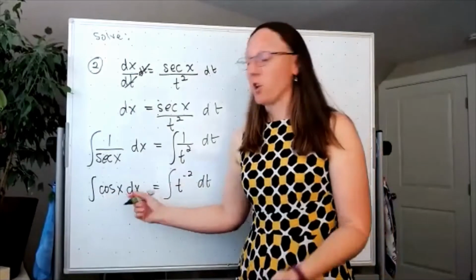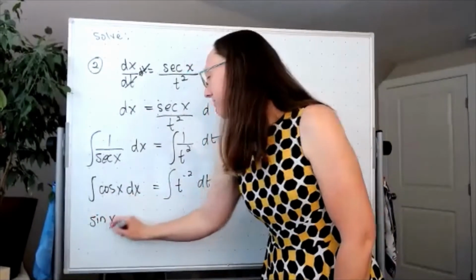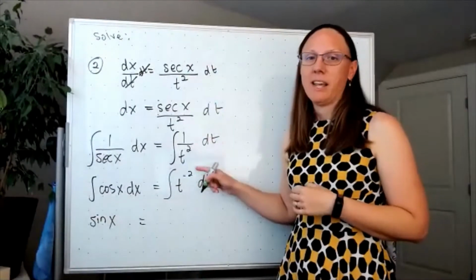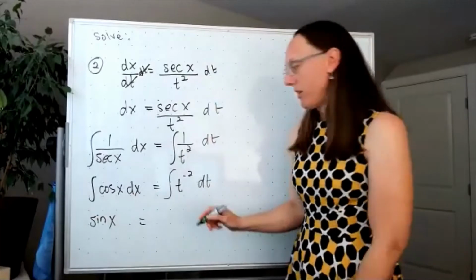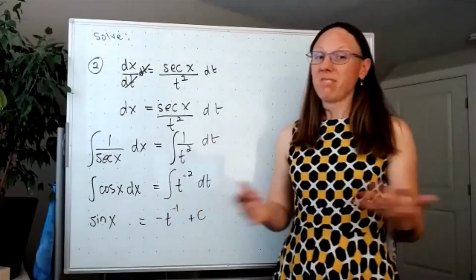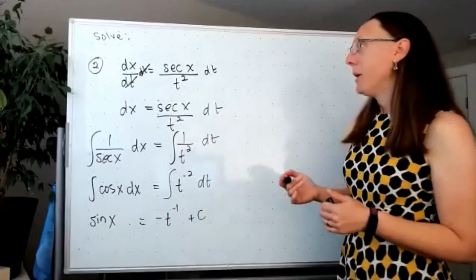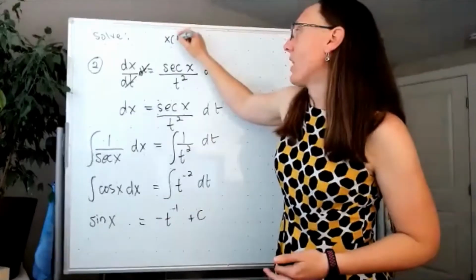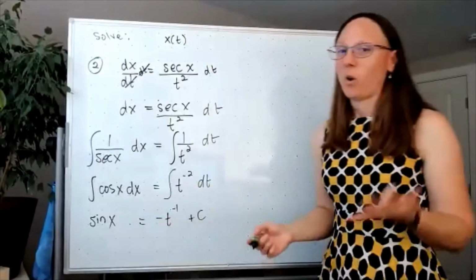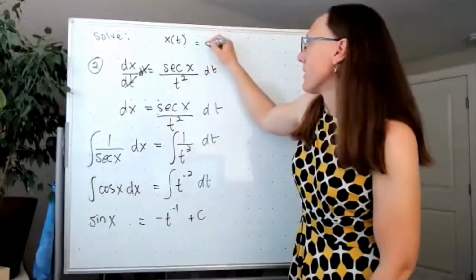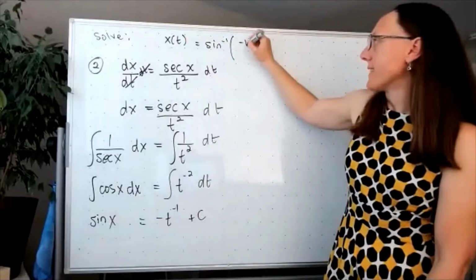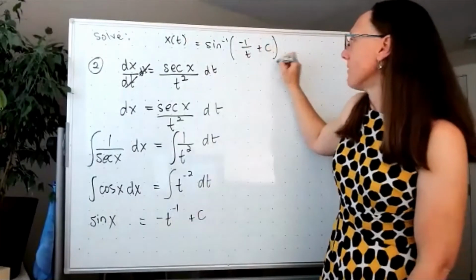So the function whose derivative is cosine, that's going to be sine. And over here on the right-hand side, when I add 1 to the exponent, I'll have t to the -1. And dividing by -1 just makes it negative. So I'll have negative t to the -1. And don't forget that plus a constant. I wasn't super specific here, but let's say that I wanted to solve this for x of t. Then to get the x by itself, I'd have to do inverse sine. So it wouldn't be pretty, but I could say the x of t was equal to sine inverse of, we can leave it like this or write it as -1 over t plus a constant.